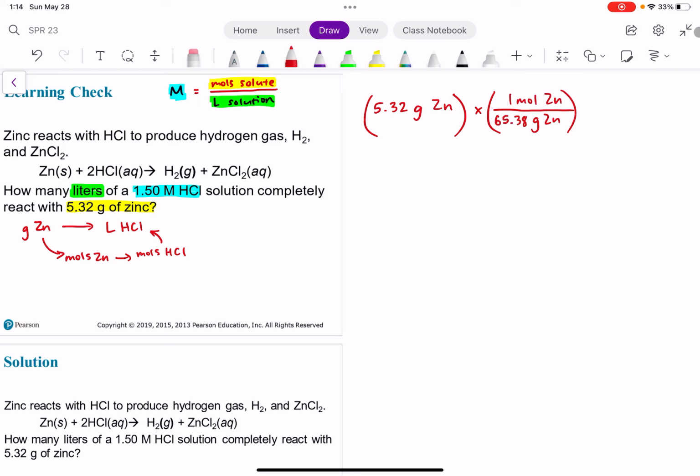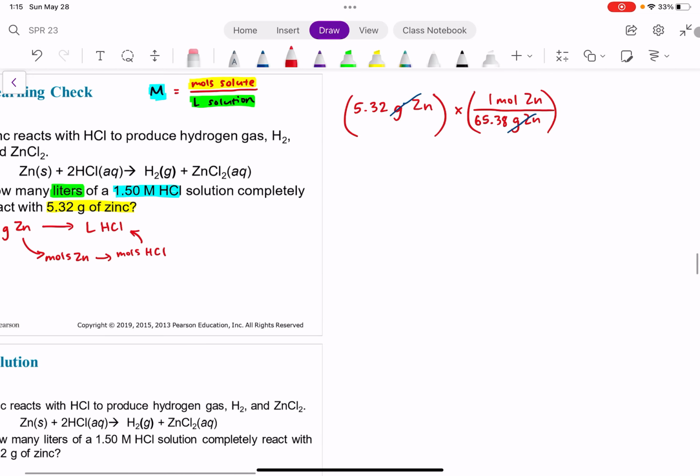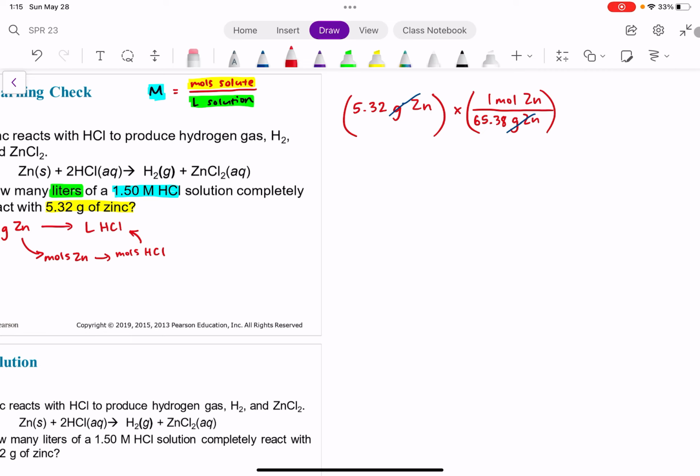All right, so the molar mass of zinc is actually just the atomic mass number on the periodic table, because we only have one zinc atom. So 65.38 grams per mole of zinc. We can go ahead and cancel out those grams of zinc, and we're left with moles of zinc. We don't want moles of zinc, though. We want to keep going. So let's continue on and get to moles of HCl next.